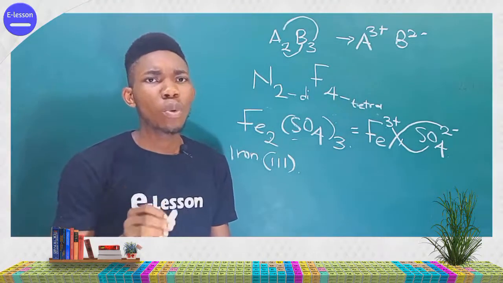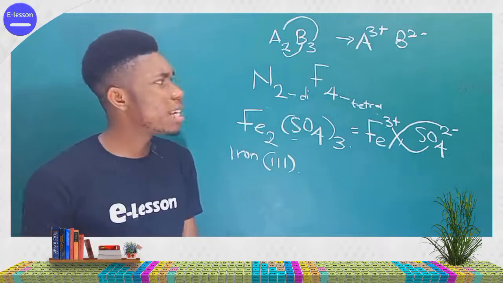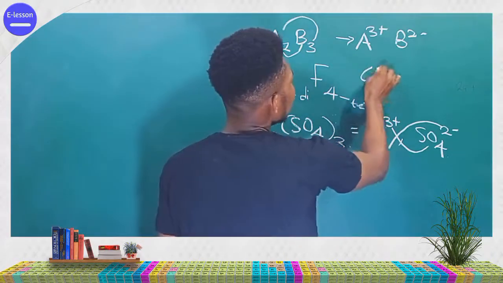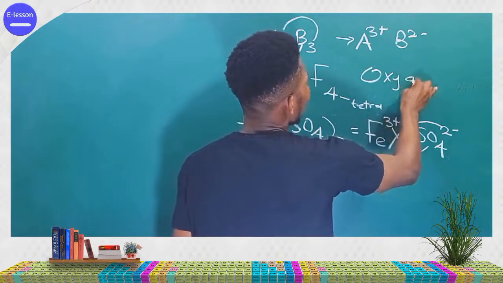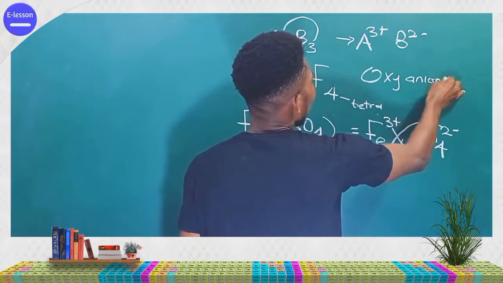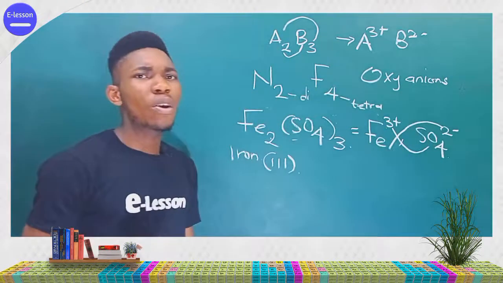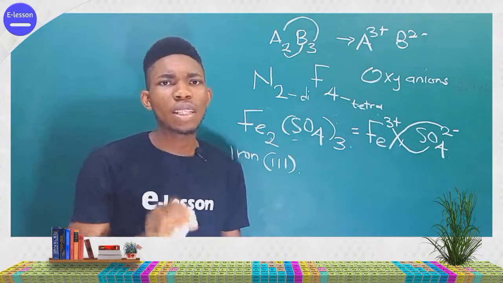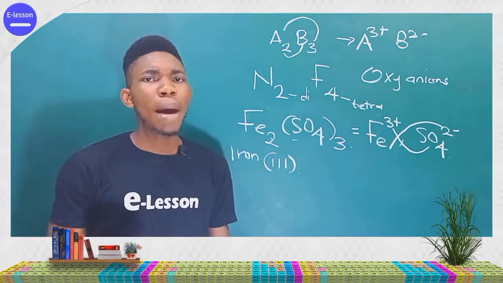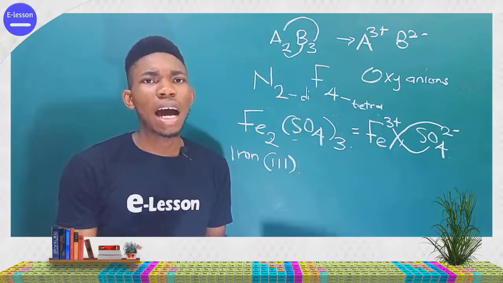You name them with what? Oxyanions. Please take note. Why naming oxyanions? Now, what are oxyanions? Oxyanions are those anions that contain what? Oxygen, whereby oxygen is bonded to any other compound.